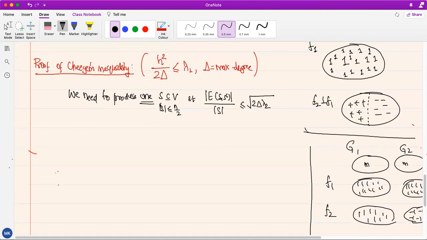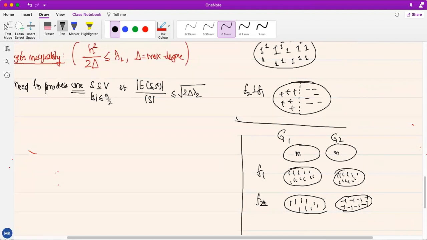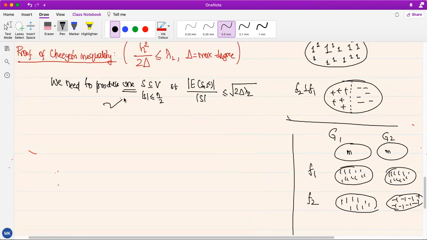Now, how do you produce one such set? That is where this picture comes into play. The hint is that the picture suggests the idea: use F2 to produce such an S. So that is the overarching idea of the proof. Now I can go into more details, but any questions at the intuitive level? You have to produce one set with a small expansion, and my suggestion is we will use the second eigenvector to produce that set. How will we use it is a point which we'll come to.